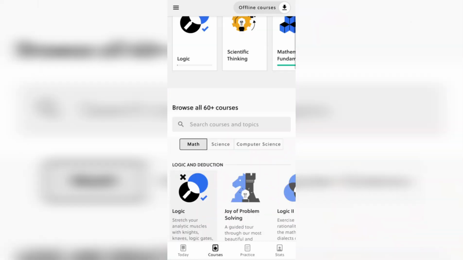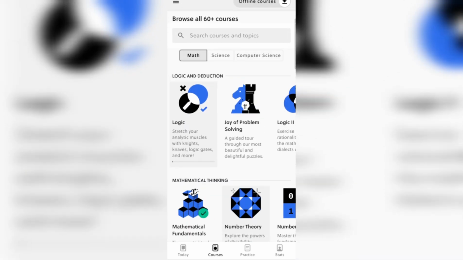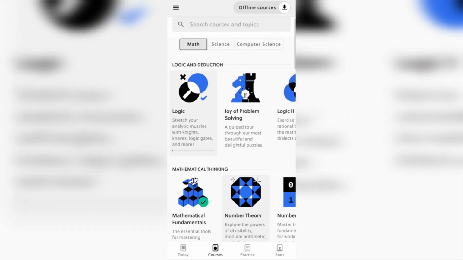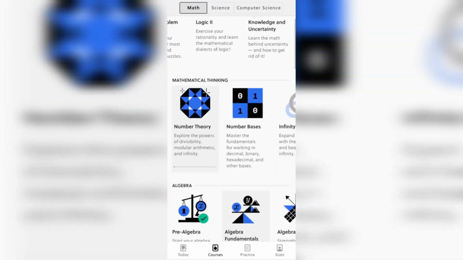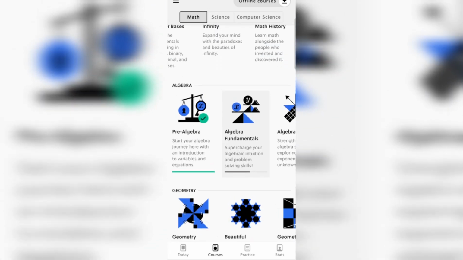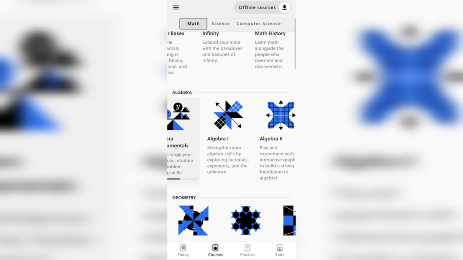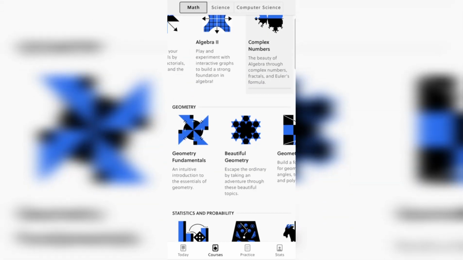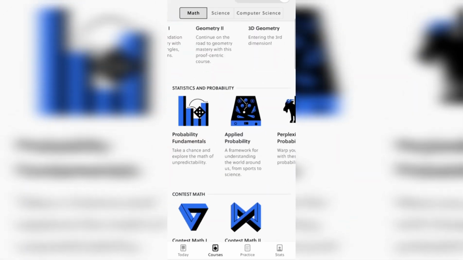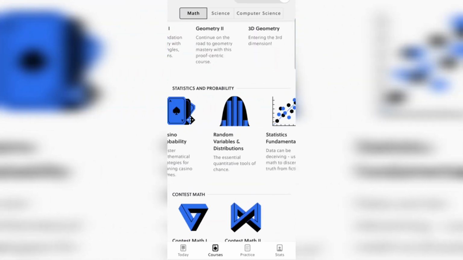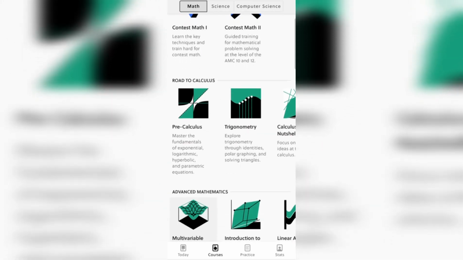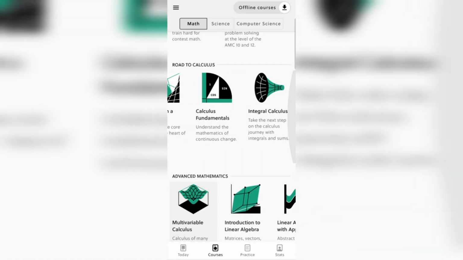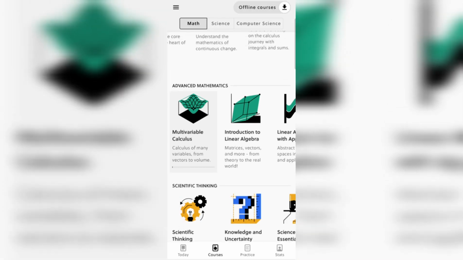And when it comes to mathematics, there's a lot to learn about. So let's look at the math. So you have logic and deduction, 4 courses. Mathematical thinking, 2, 4, 5 courses. Algebra, 2, 4, 5 courses. Geometry, 4, 5 courses. Statistics and probability, 6, 8 courses. You also have contest math, calculus, multiple courses, and advanced mathematics. Really excited about getting into all of these.